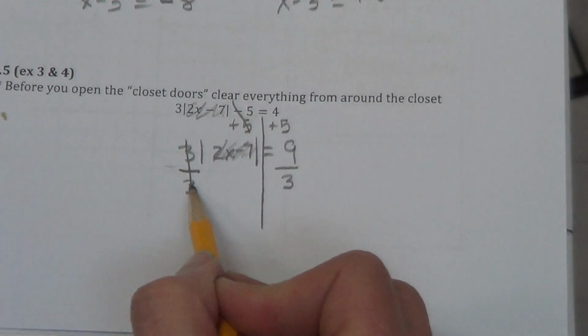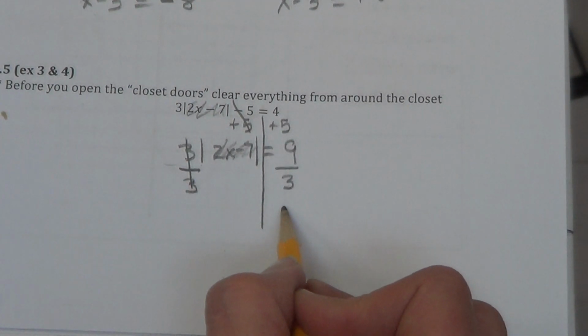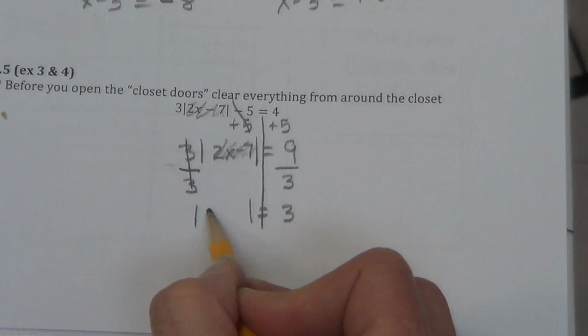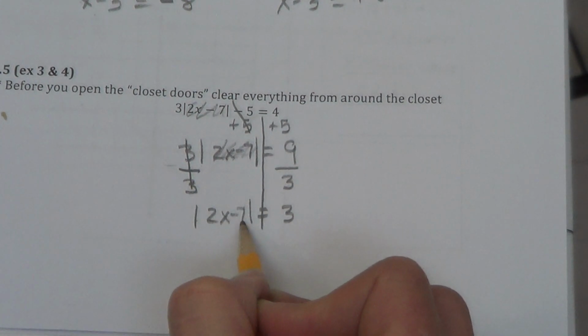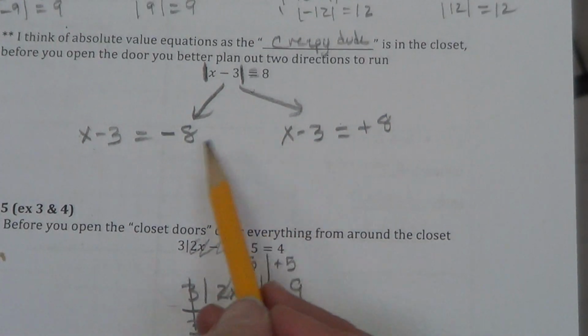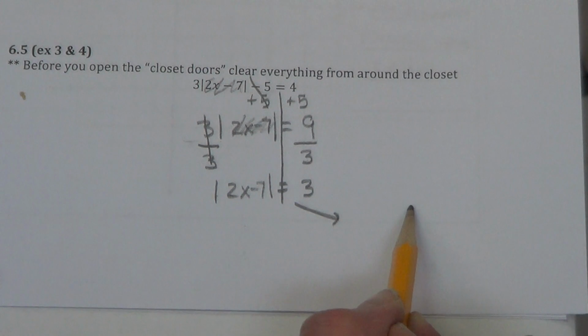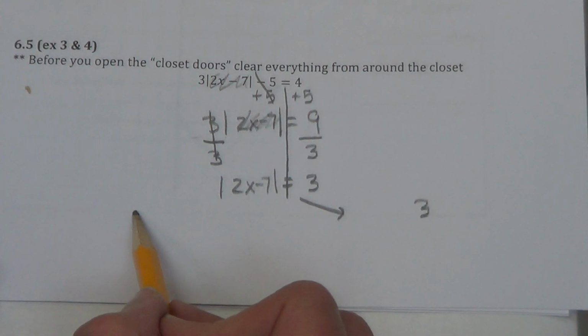So we divide by 3. 3 goes into 9 3 times. And now we have nothing around the closet doors. So now is that magic step where we think of the two ways to run. We have a positive 3 and we have a negative 3.